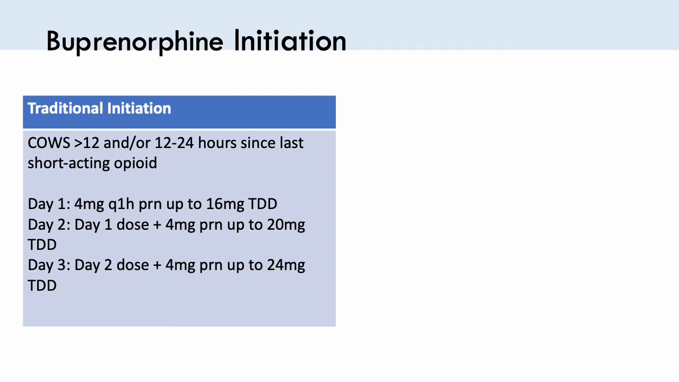Let's look at two types of buprenorphine initiation: traditional versus low dose. A traditional initiation relies on waiting until enough of the other opioid has washed out of the system that adding buprenorphine will create a net increase in opioid stimulation, even at 40% per receptor. A rule of thumb is that once the COWS score reaches 12, or it's been about 12 to 24 hours since the last short-acting opioid, you're in the clear to start buprenorphine.